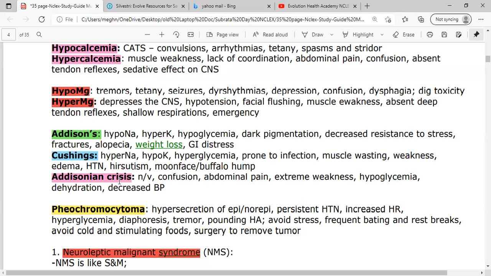Addisonian crisis, we see the patient develop nausea and vomiting, confusion, abdominal pain, extreme weakness, hypoglycemia, dehydration, and also decreased blood pressure.